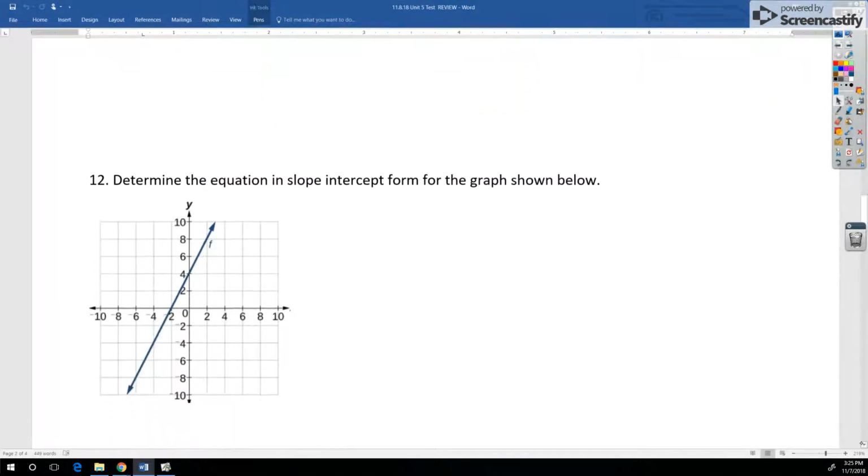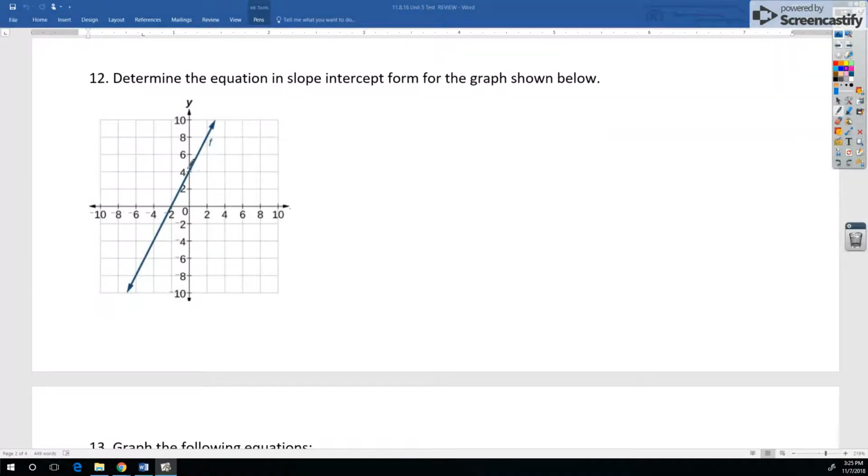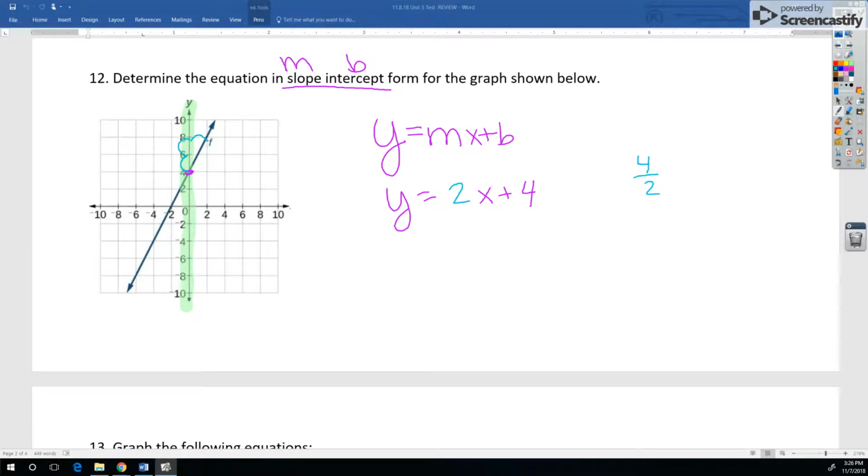Okay, we are going to write an equation in slope-intercept form. So slope-intercept form means I need the slope and I need the y-intercept. My y-intercept is where I'm crossing the y-axis, which is this vertical. So my y-intercept is right here at 4. Now I have to count my slope. Watch the scale. This is actually up 2, up 4, over 2. 4 divided by 2 is 2.